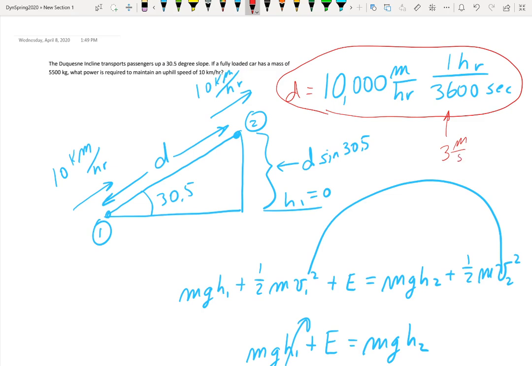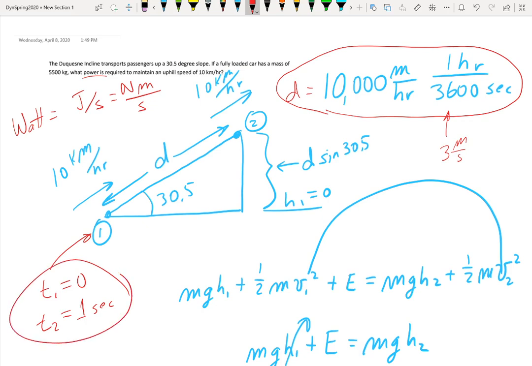then you just say at t1 equal to 0, time 2 is equal to 1 second. Why am I doing that? Because he wants to know the power that's required. The power in SI is usually in watts, which is equal to a joule every second, which is equal to a Newton meter every second. So if I say this is occurring in 1 second, how much energy does it take to shove this up every second?